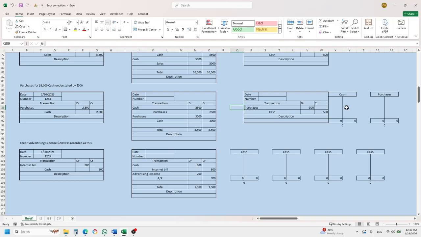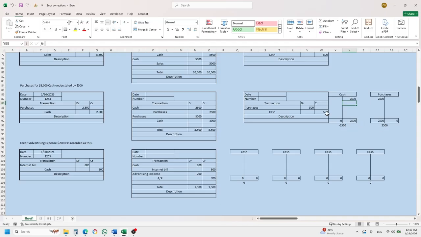To make it more understandable, let's look at these T accounts, and we're gonna put the wrong entry and then we put what we corrected and see at the end the net effect. Purchase of 3,000 understated by 500. So cash balance should be 3,000 and purchase balance should be 3,000. What we do in purchase, we put debit 2,500 and in cash 2,500. As we say, it should be 3,000, 3,000.